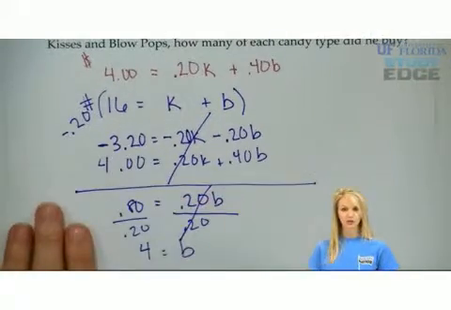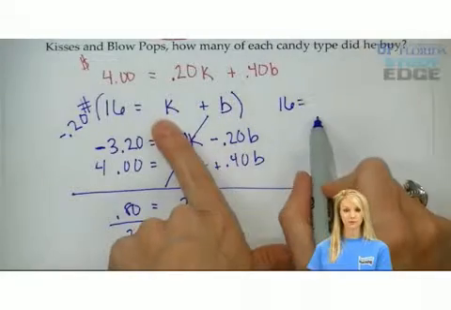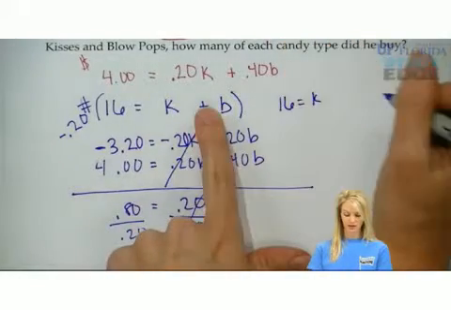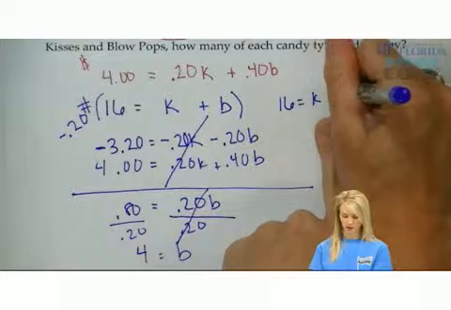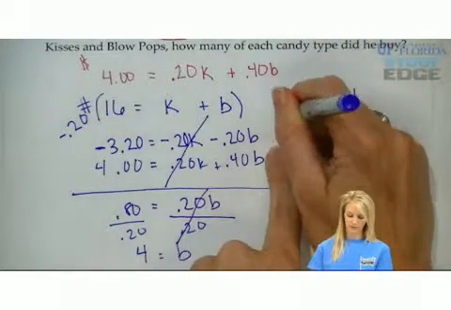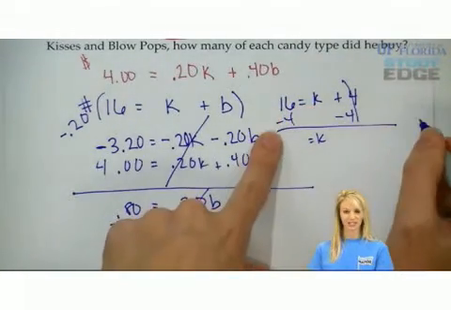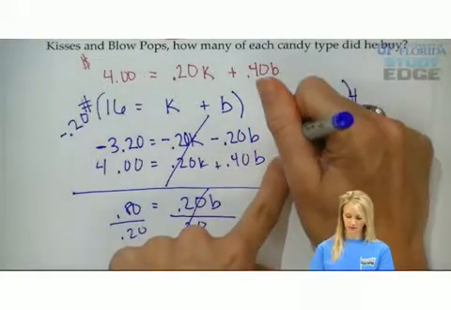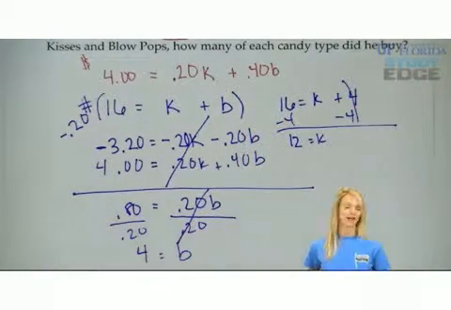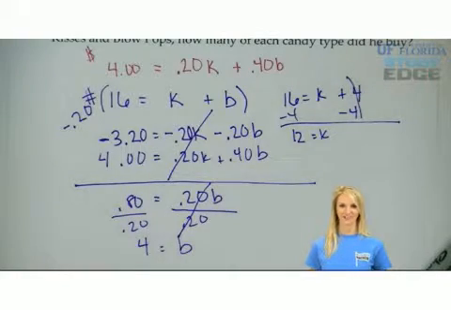You could plug that into our equation here. We know we have 16 pieces of candy, and that's equal to your number of Hershey Kisses, which we don't know, plus your number of blow pops, which we figured out was 4. How many Hershey Kisses did we buy? Subtract 4 from both sides. What do we get? K equals 16 minus 4. 16 minus 4 gives us 12. So we had 12 Hershey Kisses and 4 blow pops. Great job on this question, guys.